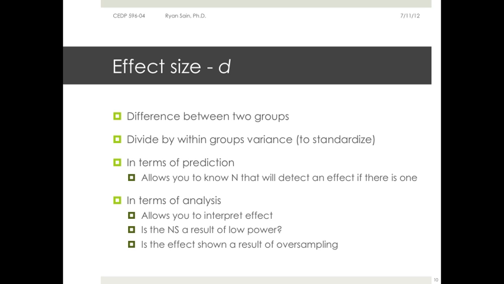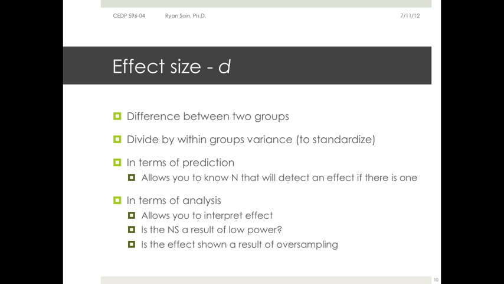The other side of this coin is, is the effect shown a result of oversampling? Did you just get an effect because you had 20 million people in your study? If you had 20 million people in your study, your effect size could be so small and it could still be significant. Well, that's kind of oversampling.